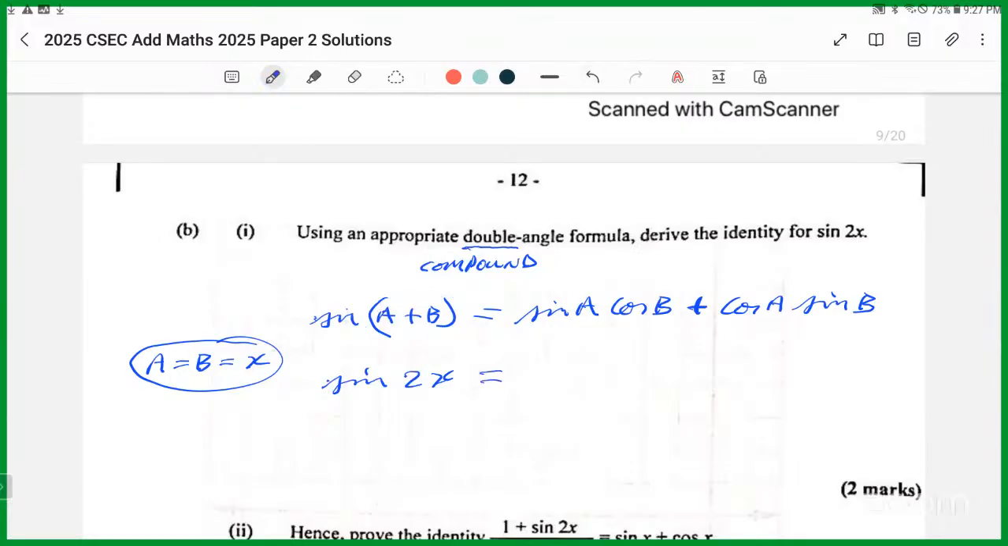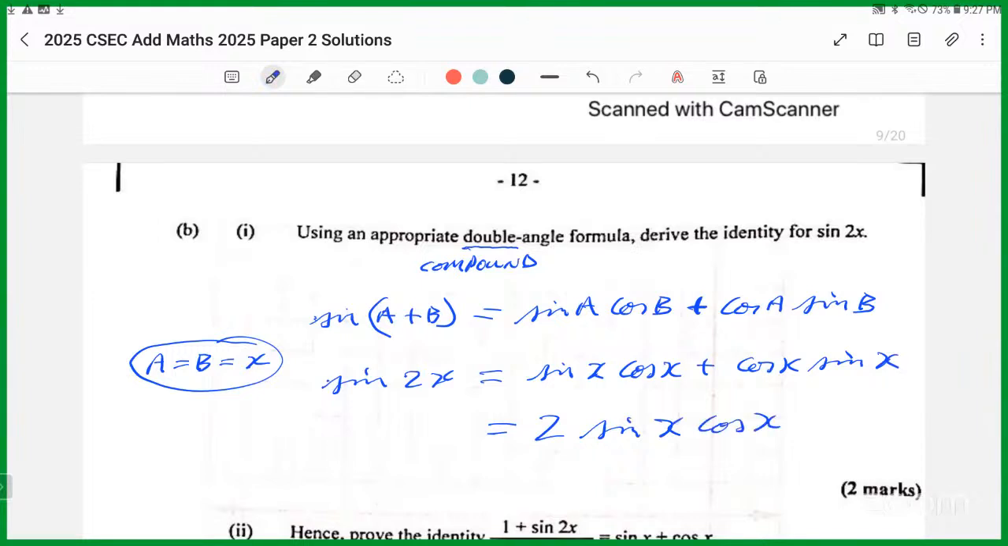And then now, each of these is an x, right? So we get the sine of x, cos of x, plus cos of x, sine of x. But note that this and this is the same term, because if you look at it the other way, sine x cos x, sine x cos x. So this therefore is equal to 2 sine x cos x. That's what the sine of 2x is equal to.